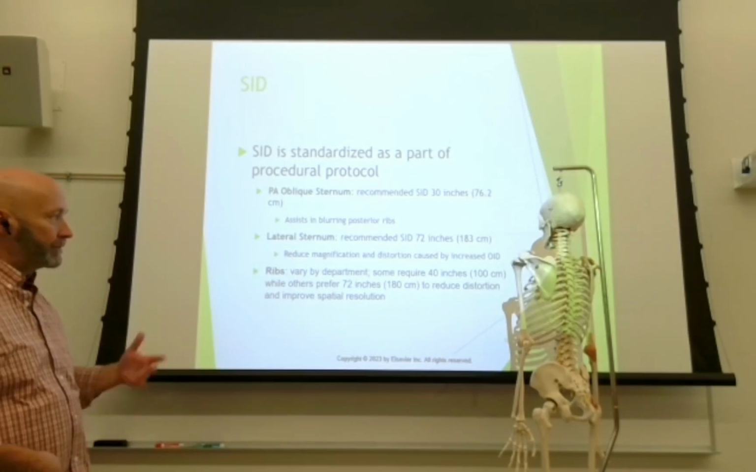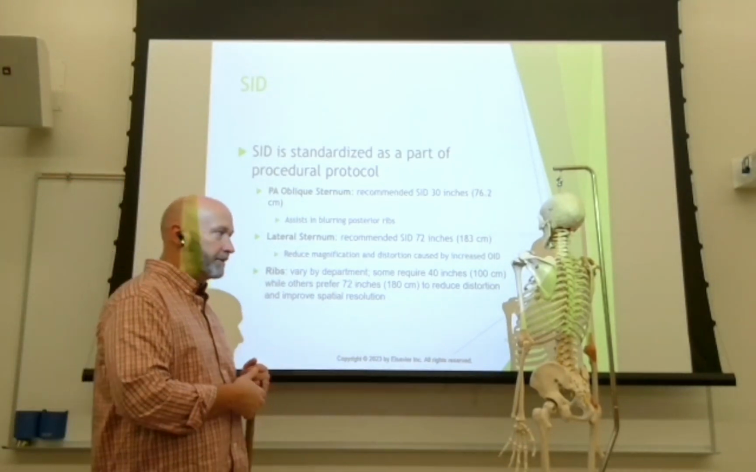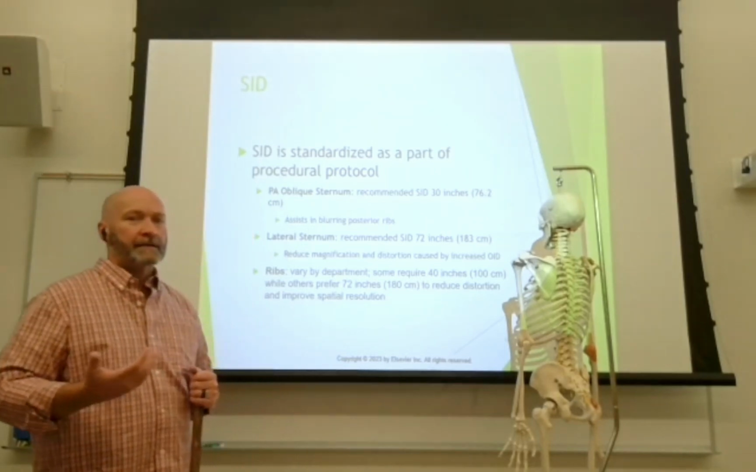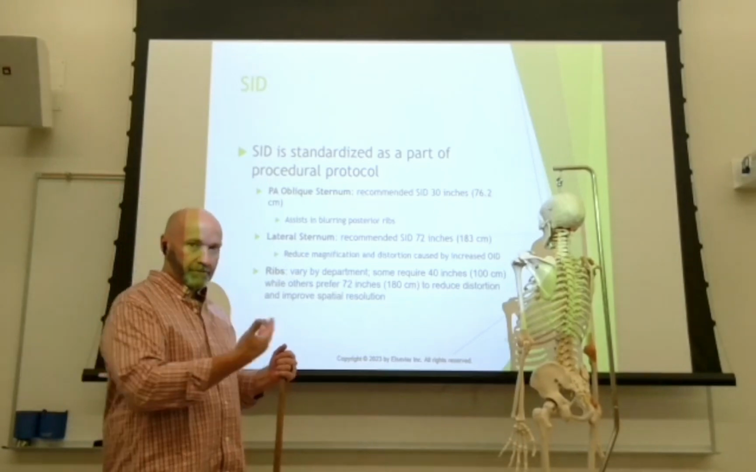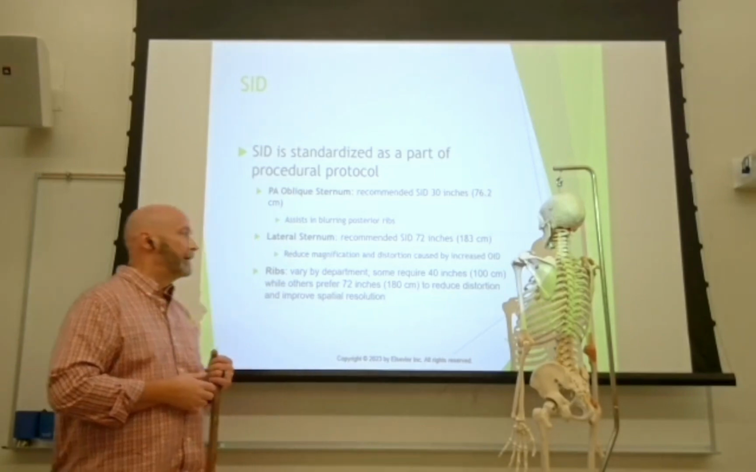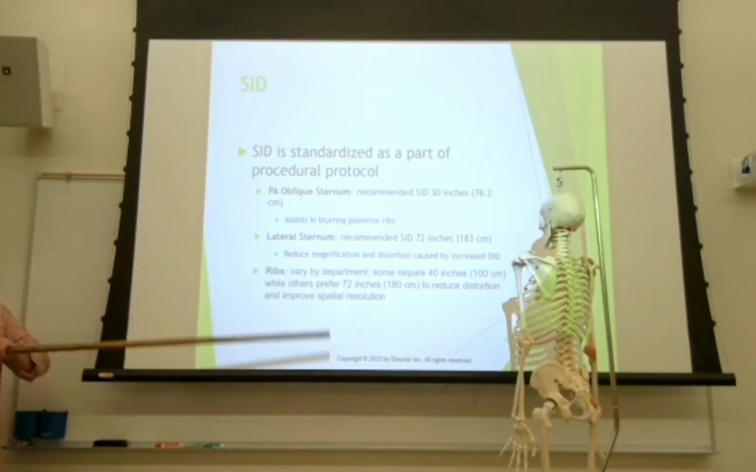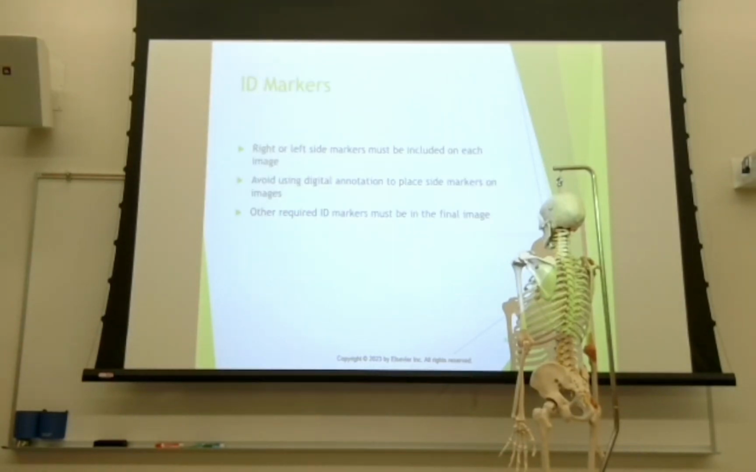For your lateral sternum, though, you can back it up to 72 inches. You don't have all that stuff on top of it. You're not trying to lose the sharpness or recorded detail on the ribs. You're shooting kind of like a lateral chest x-ray, collimated down just at the sternum itself. And then ribs, you can go with 40 inches, 72 inches. We already talked about that.